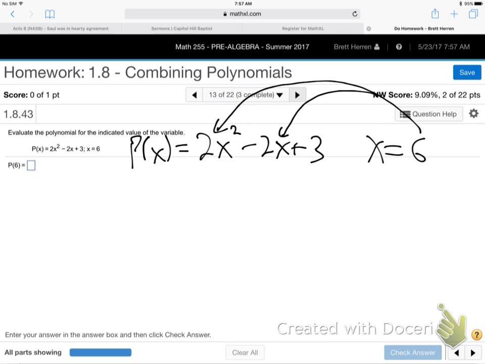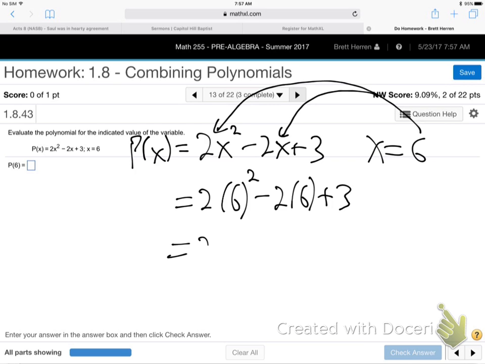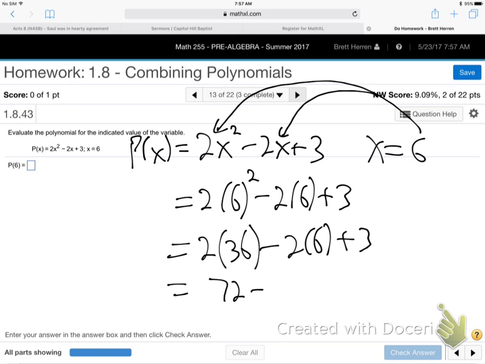So plug in the 6. And we always put parentheses around the number we're plugging in. All right, so what do I do first here? Power. That power, yeah. Remember the order of operations, got to do the power. So 6 squared is 36, right? And then, what's that, 72 minus 12 plus 3, is it 53? Oh, is it 63? Oh, yeah, you're right. 63. There we go.